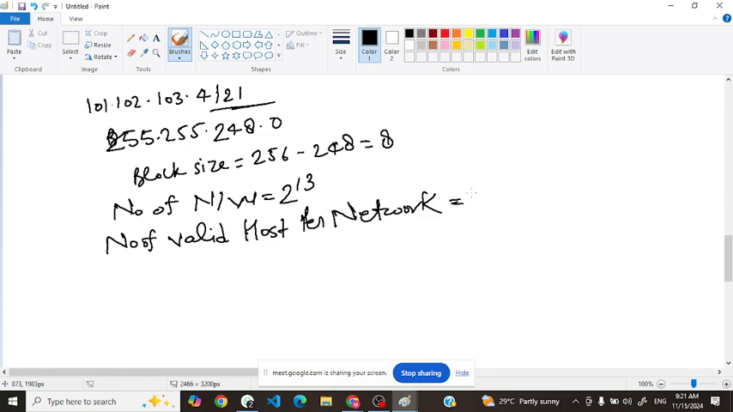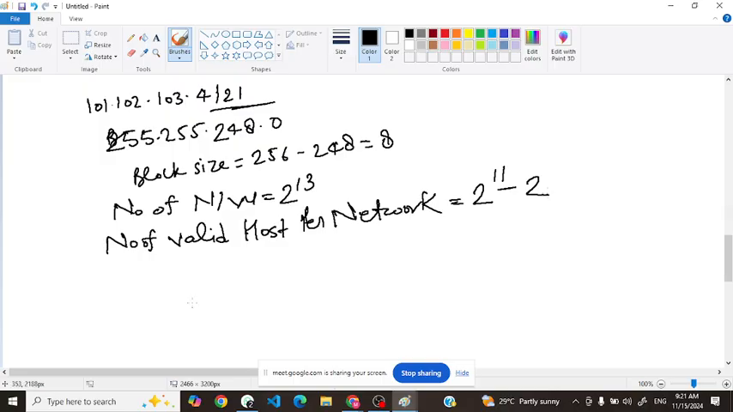Only these questions will be asked. These are the questions they will ask you, because without knowing subnetting, they will not give you the network design position. You will have to work as an L2 engineer only. Okay. Number of valid hosts per network: 2 power 11 minus 2.